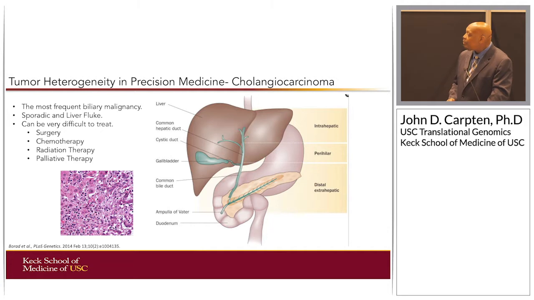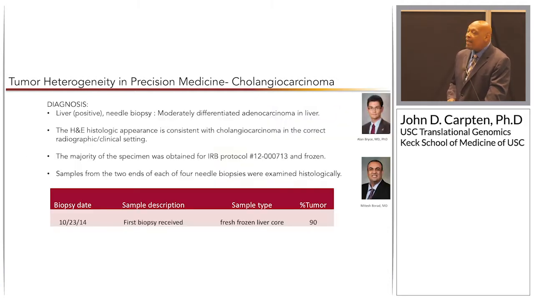In collaboration with Alan Bryce and Mitesh Borad, as part of a clinical sequencing program we had, again in collaboration with Mayo Clinic, we had a patient that came in with liver biopsies that showed moderately differentiated adenocarcinoma in the liver, which was later diagnosed as advanced cholangiocarcinoma. We were able to accrue the patient onto the protocol and collect specimens for genomic analysis in a clinical setting.